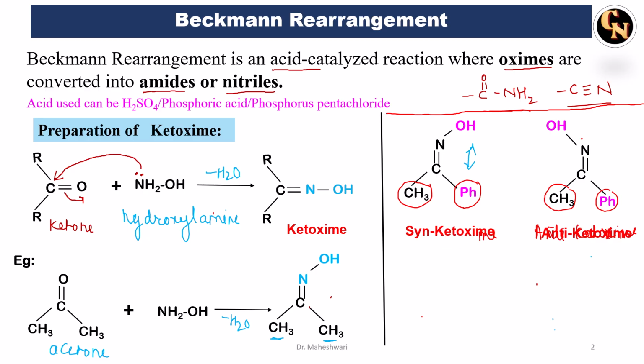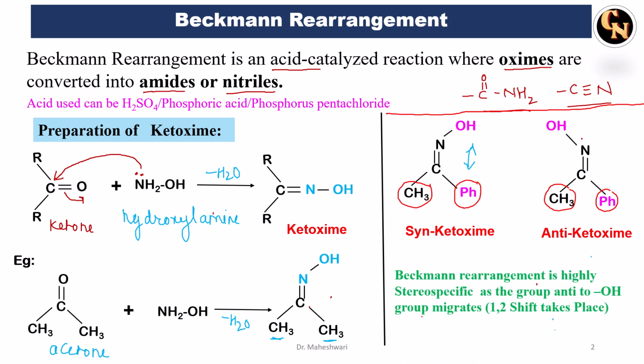That means syn ketoxime will give a different product and anti will give a different product. So Beckmann rearrangement is highly stereospecific, as the group anti to the OH group migrates and a 1-2 shift takes place.